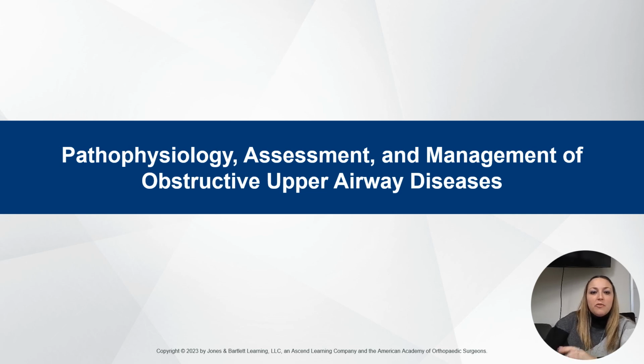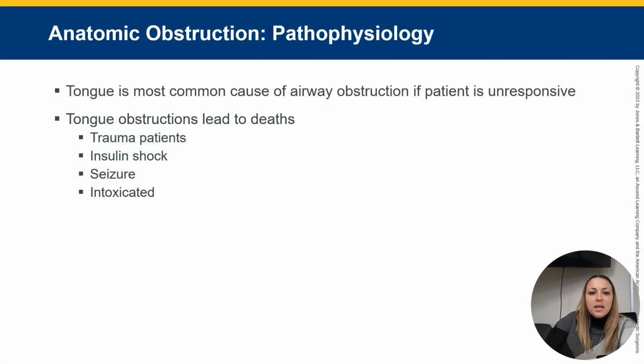But we're going to be talking about the pathophysiology, the assessment, and the management of obstructive upper airway diseases. And when we talk about the pathophysiology, and this was in our quiz yesterday as well, the tongue is the most common cause of airway obstruction, especially if the patient is unresponsive. So making sure that those tongue obstructions don't lead to death, especially in our presence. So these trauma patients, those in insulin shock, seizures, and also those that are intoxicated, can end up becoming hypoxic, and that leads to bad things happening. So being aware of that.